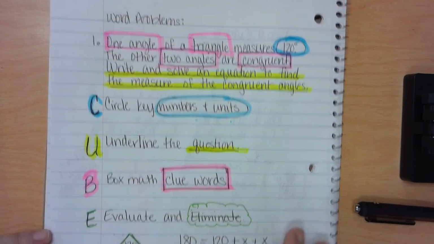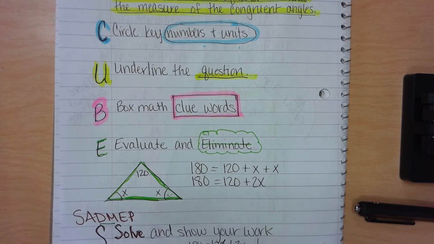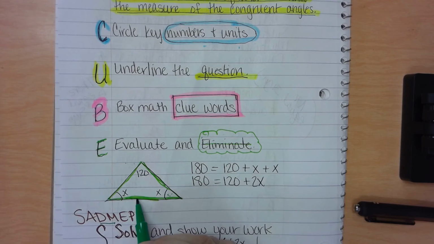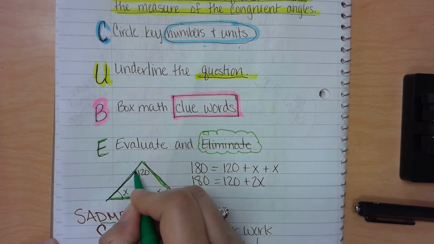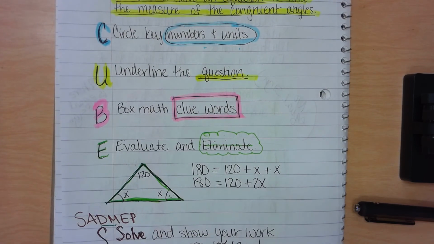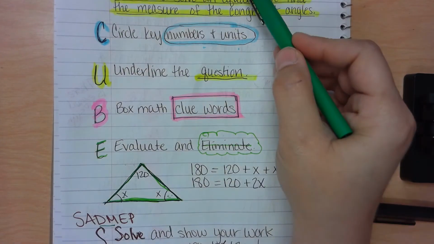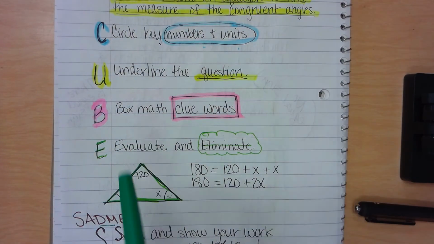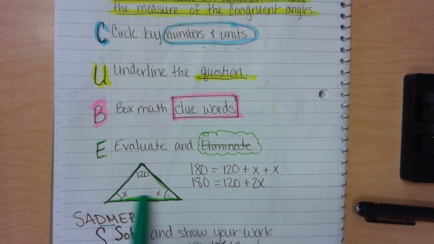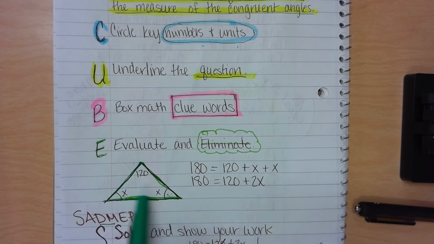And then the next step is to evaluate and eliminate. So evaluate means you may have to draw a picture. And I would recommend drawing a picture, especially with these type of problems. Word problems, generally pictures or tables or graphs, usually help to give you a pictorial representation and help you to build your equation. So I have a triangle, which I boxed in, and I have one angle that is 120. Then I have two congruent angles, which are x. And because isosceles means they're the same, I put them at the bottom.